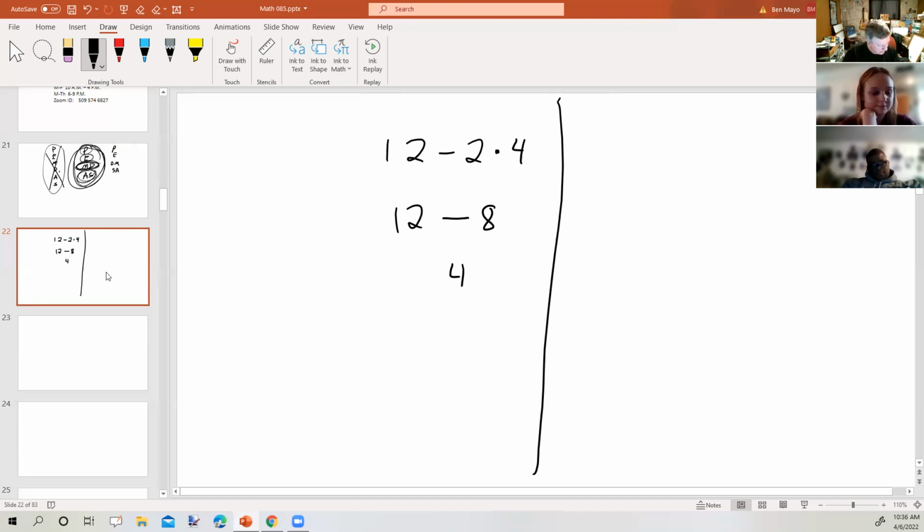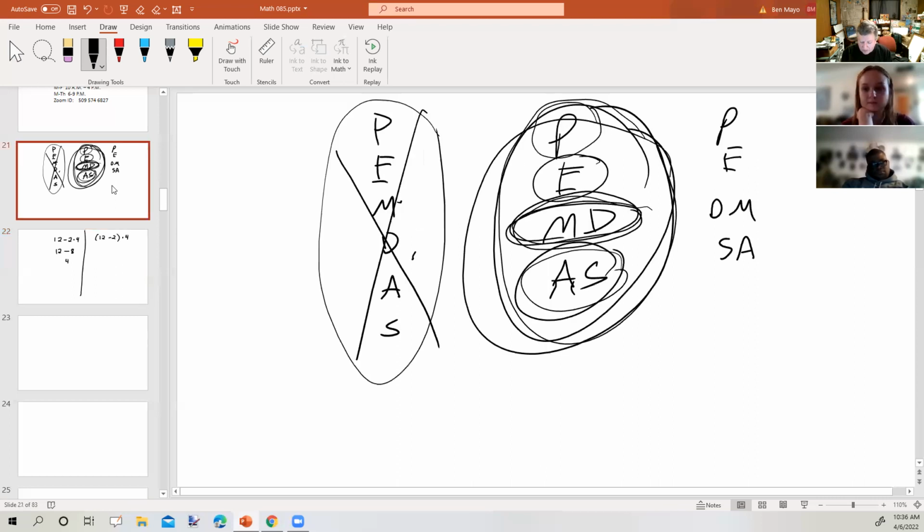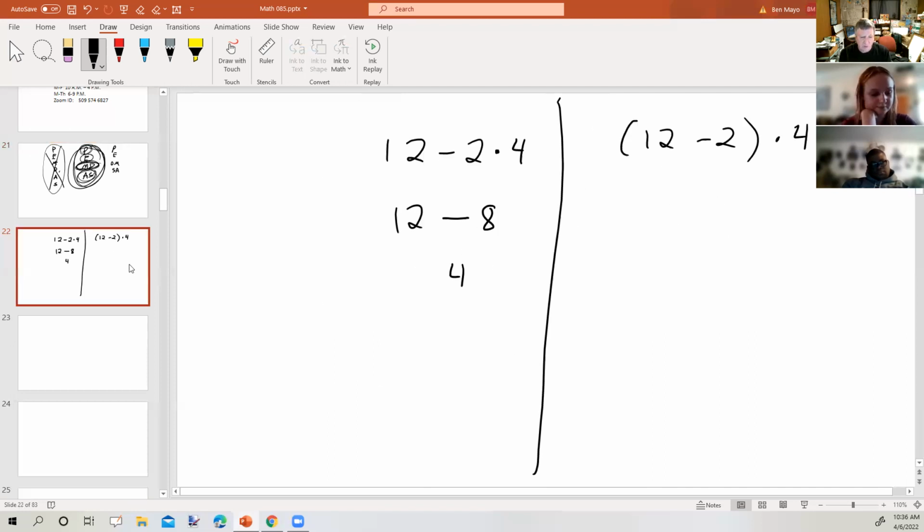All right, let's take a look at this problem. 12 minus 2, times 4. Notice it looks a lot like the first example. That's intentional. However, there's something slightly different. There's a grouping symbol, parentheses. So back to our order of operations, we would do parentheses first. So that means we do what's inside the parentheses. 12 minus 2 is 10.